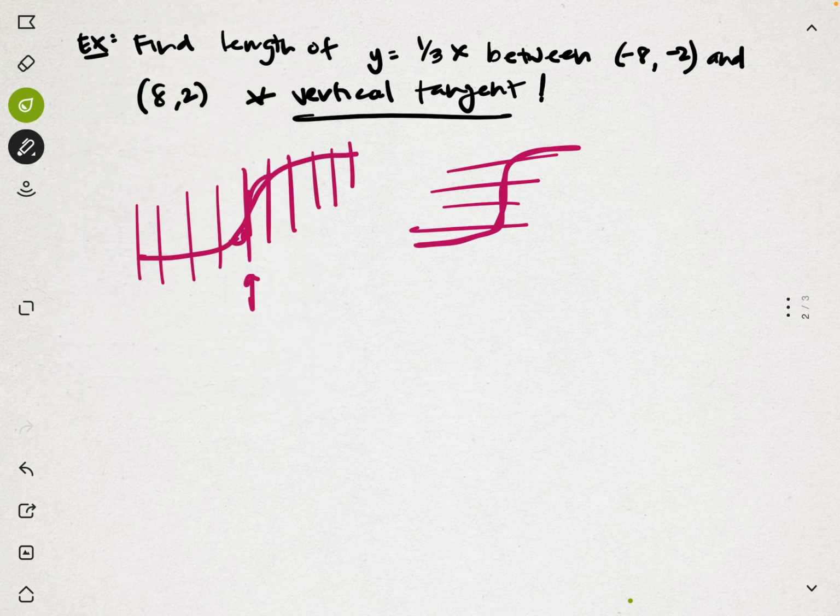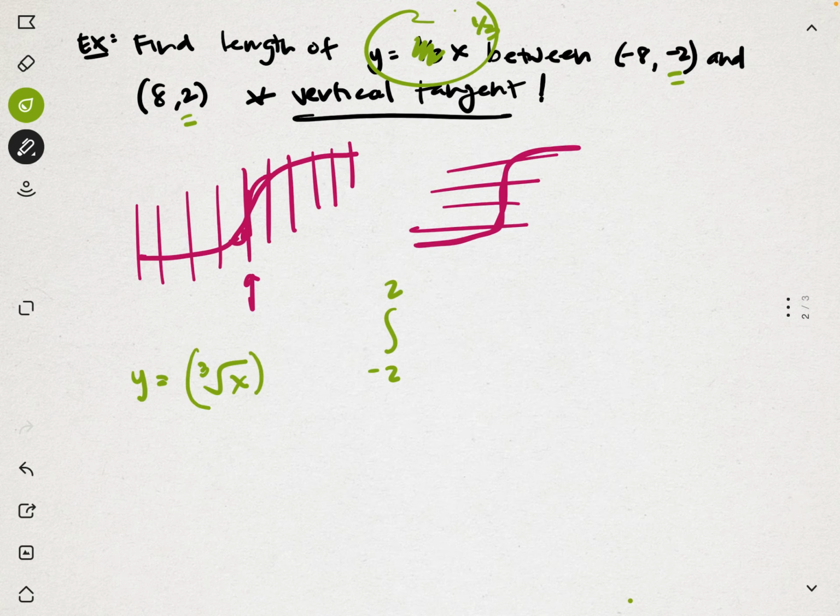Sorry, this shouldn't be 1/3 x, it should be x to the 1/3. When we chop this up vertically, we need to make sure our integral goes from our y values. So this is from -2 to 2. And we also have to solve this for y. So y equals the cube root of x, so y cubed equals x.